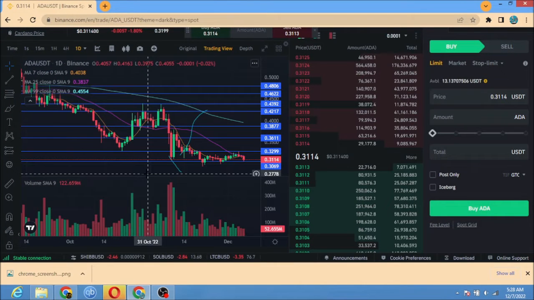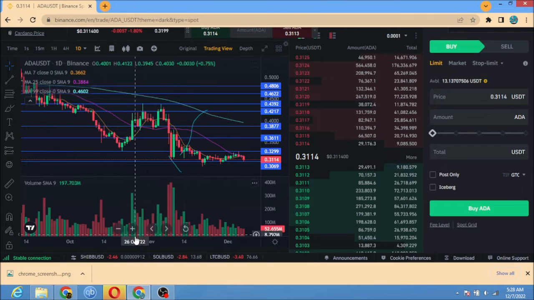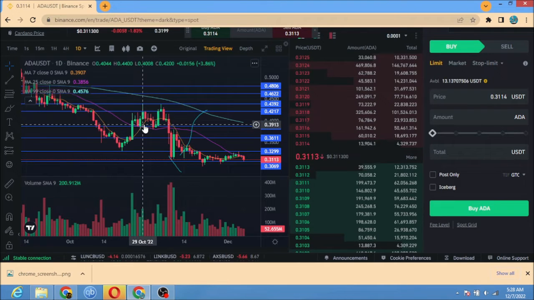The first thing you have to consider while drawing these lines is that it has rules. Rule number one: when you are drawing these lines, first of all, you have to zoom out, scrolling to the left at least 10 to 15 times. And when you are drawing a line, it has to touch at least 3 points. If it doesn't touch 3 points, it's not a resistance or a support.